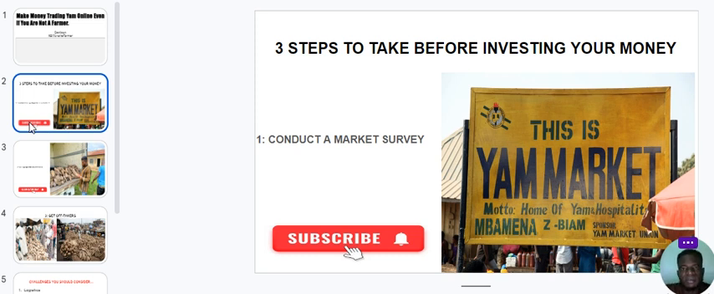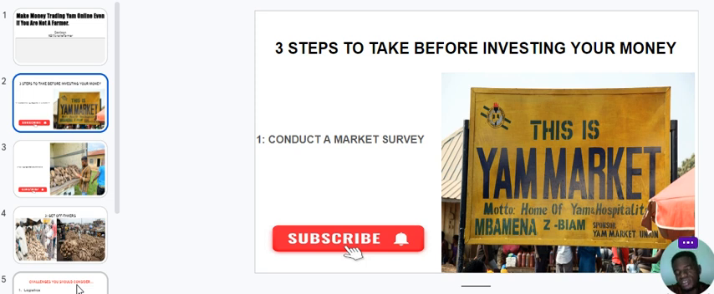I think I have an article on that on my blog, and I'll also share here with you. One of the advantage of making this research is that you will know what you are going into. So on the screen here you can see this is a yam market, right? This is a yam market. This yam market is in Benue State, Nigeria.